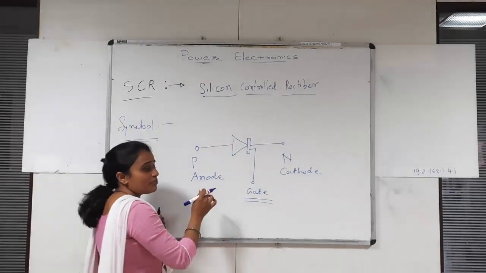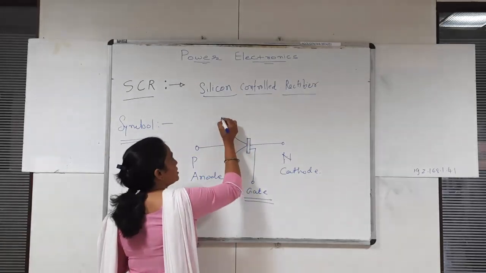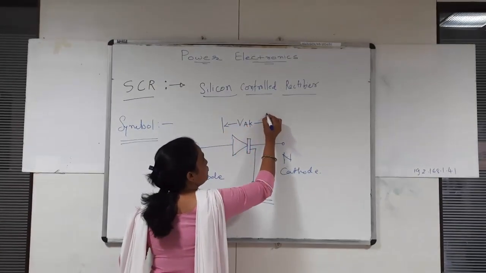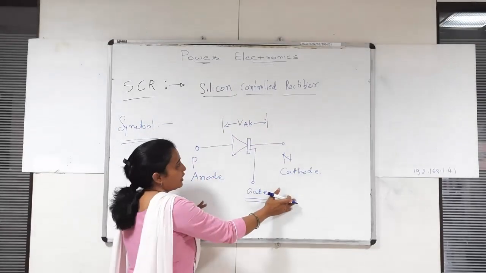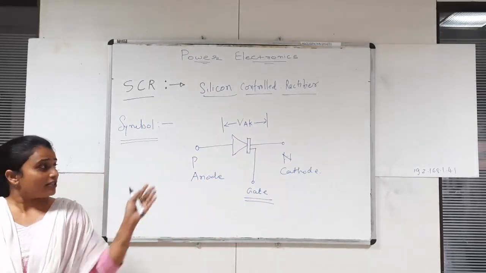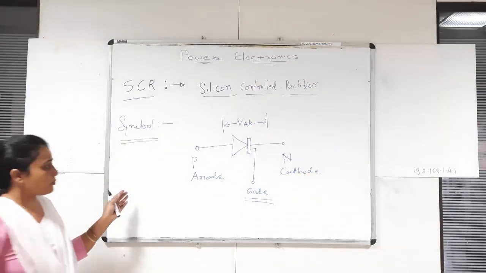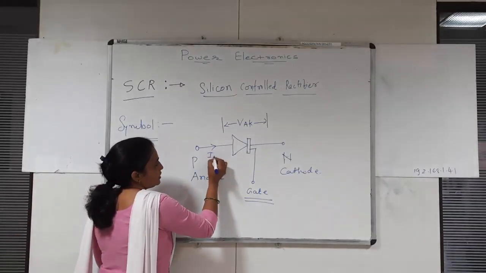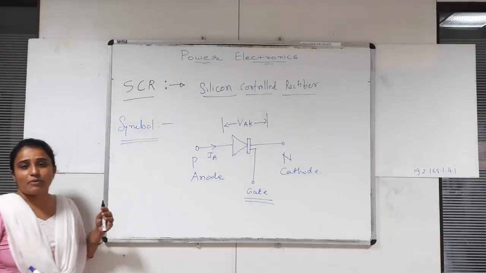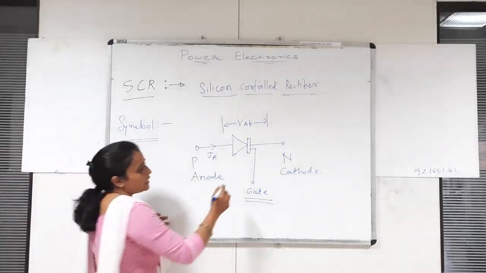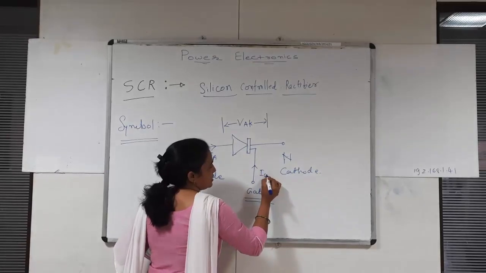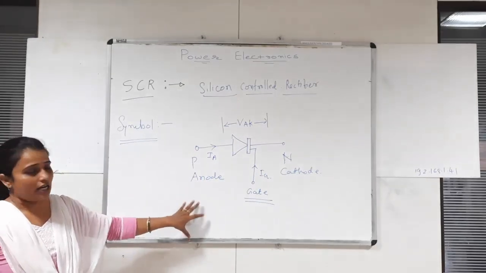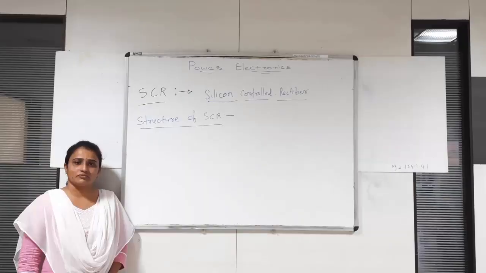Now this is the negative terminal and this one is the positive terminal. The voltage between the anode and cathode is known as VAK. That means the voltage drop across the anode to the cathode. Now suppose we consider the directions in this SCR. Suppose I am applying the anode current, so the direction of the anode current is this way. And suppose I am applying the gate current, then the direction of the gate current is in this direction. So these are the directions in the symbol of the SCR.